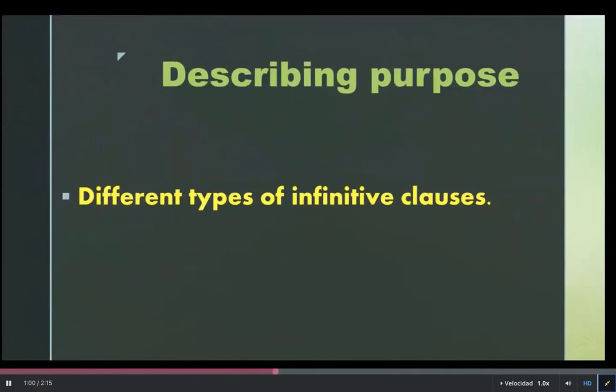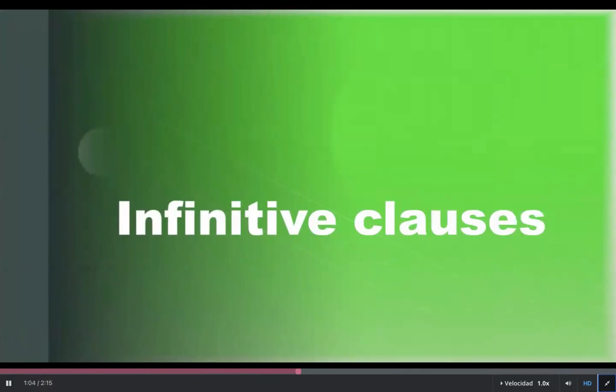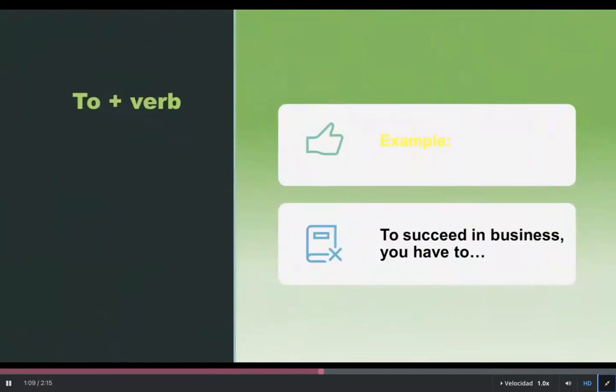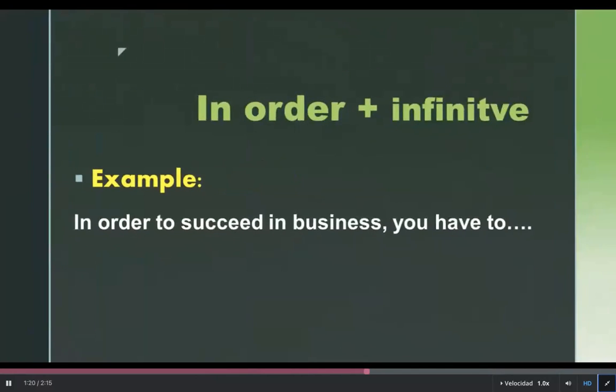To describe purpose, we may do so by using different types of infinitive clauses. We may use the infinitive clause to plus verb. For example, to succeed in business, you have to. Notice we began our sentence using to, followed by the verb succeed. Or we may use in order plus infinitive. Example, in order to succeed in business, you have to. We may add in order, but it's optional. If we omit it, the structure stays the same.